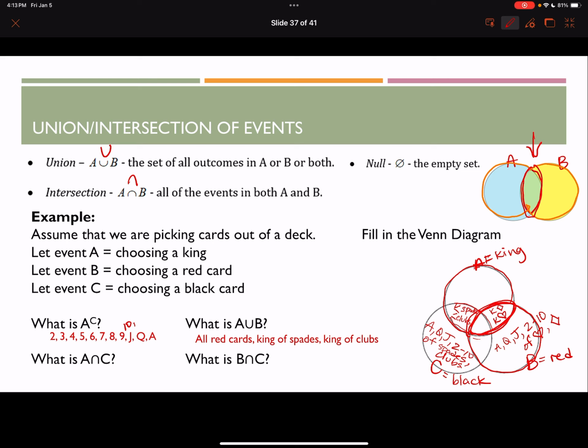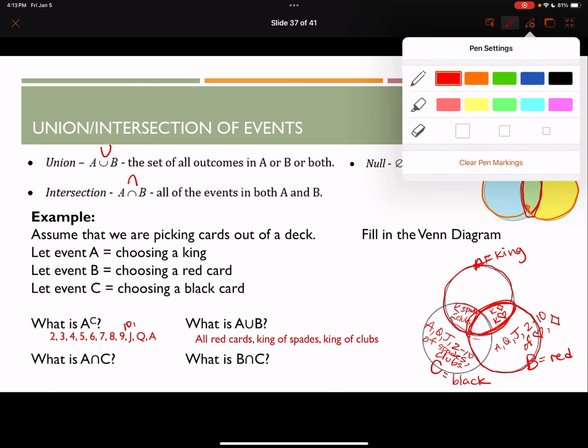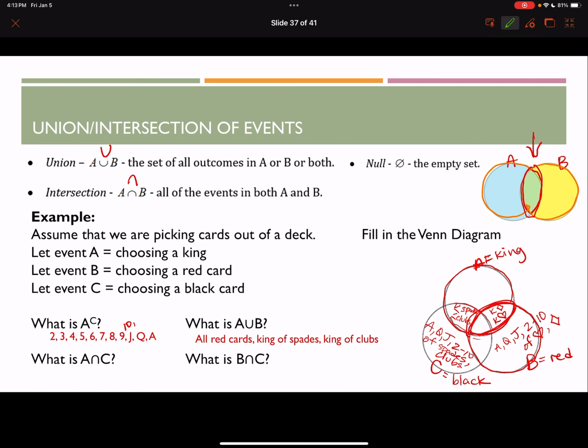So A intersect C, think about it in terms of that Venn diagram. I'm going to try and use another color. Like I said, this is going to get kind of ugly. A intersect C is choosing a king and choosing a black card, because C is black card. So A intersect C in the Venn diagram is this green section. It would be just the king of spades and the king of clubs.